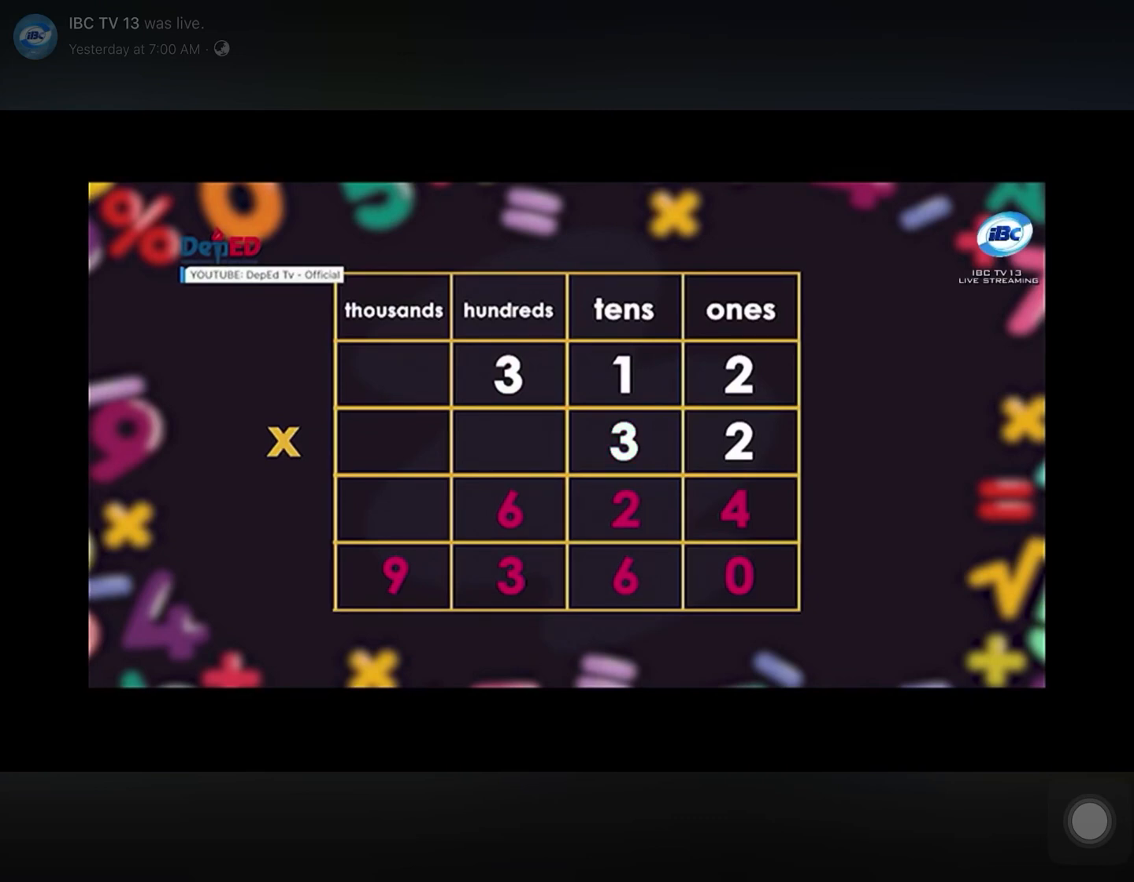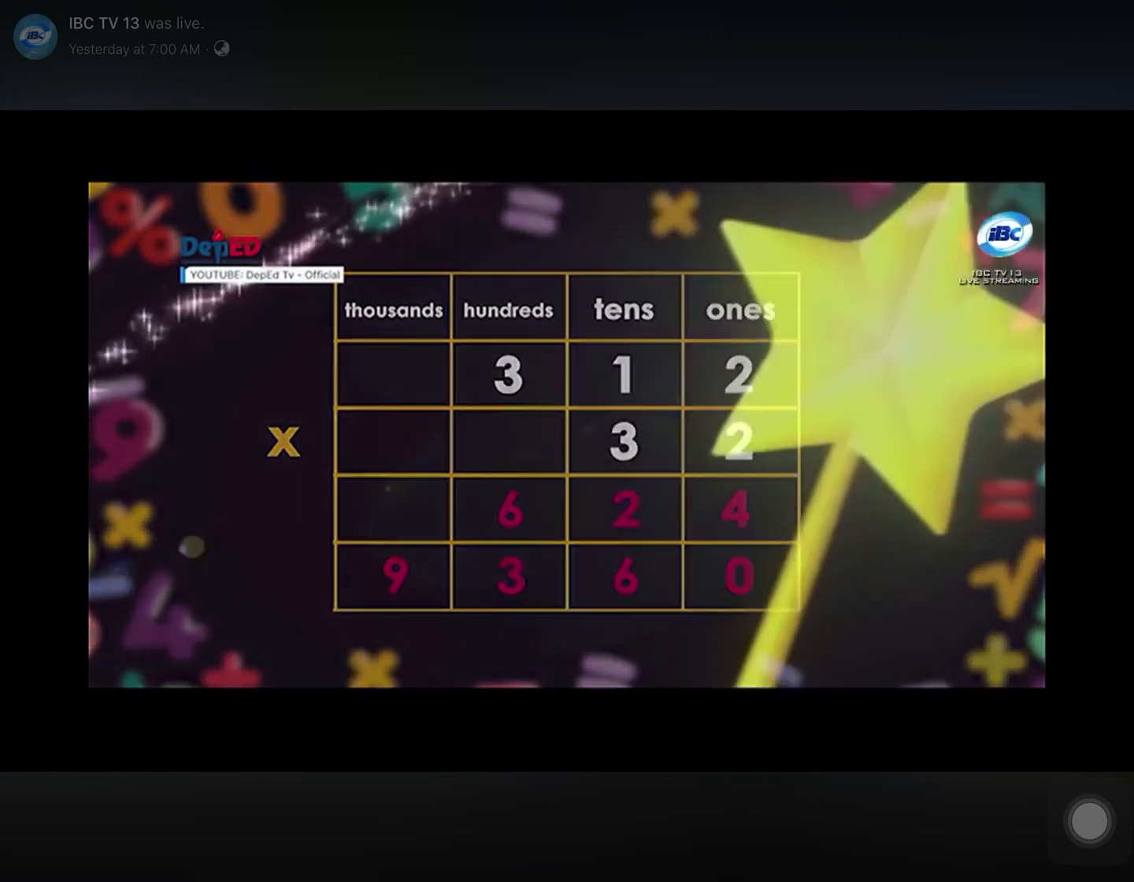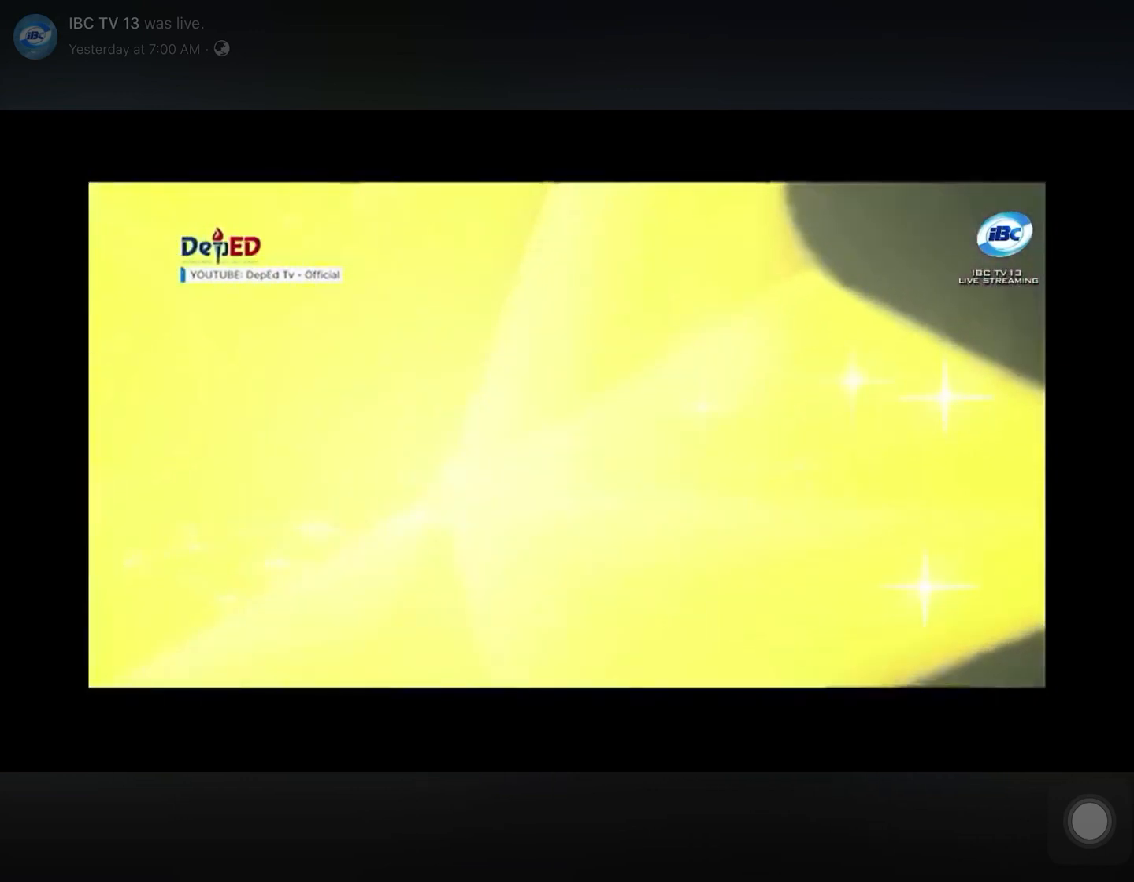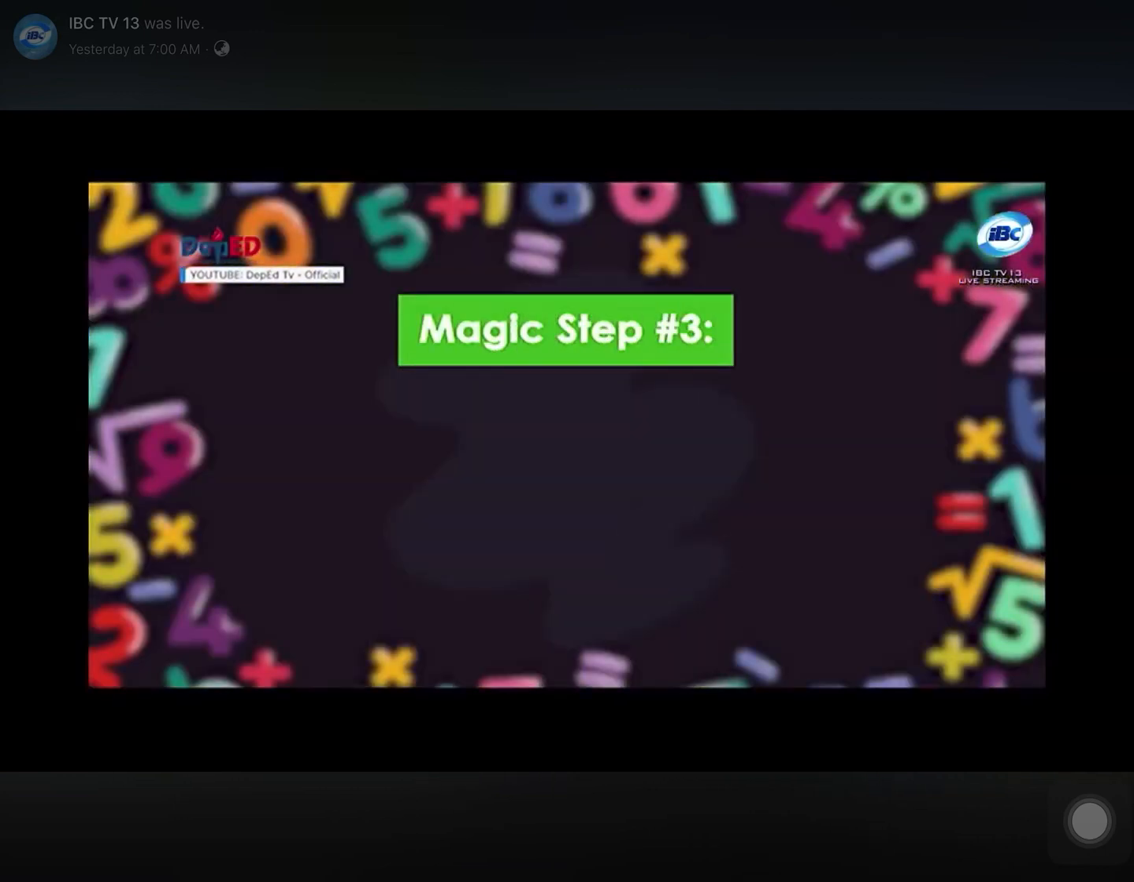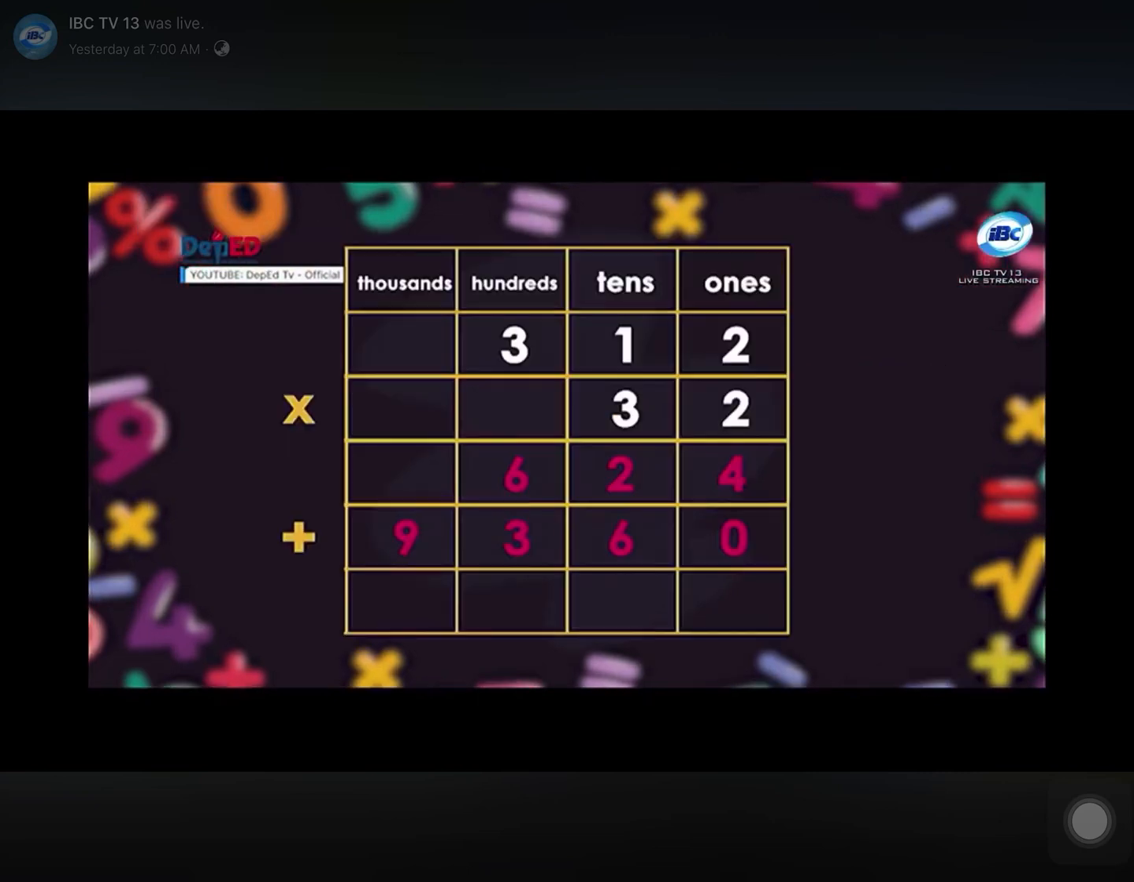32 multiplied by 312 is 9,360. Magic step number 3. Add the partial products. 4 plus 0 is 4.